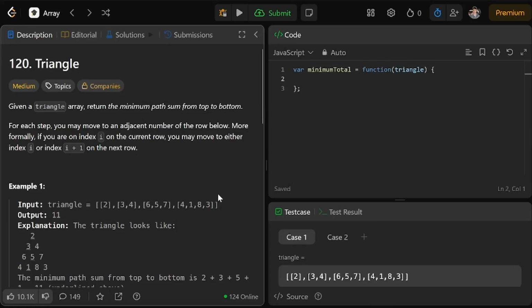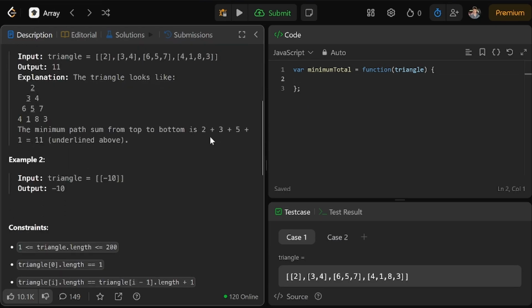Hello everyone, today we're going to do the triangle problem. In this problem we're given a triangle array and asked to return the minimum path sum from top to bottom. For each step you may move to the adjacent number of the row below.